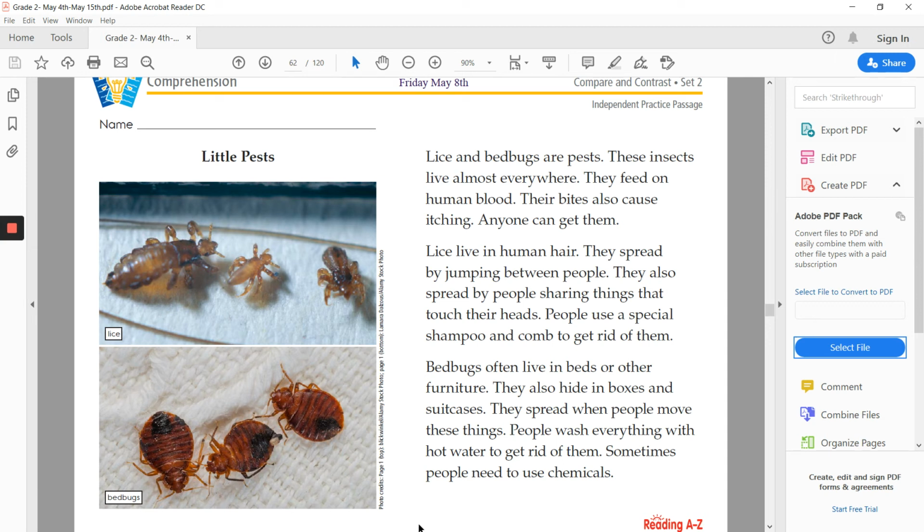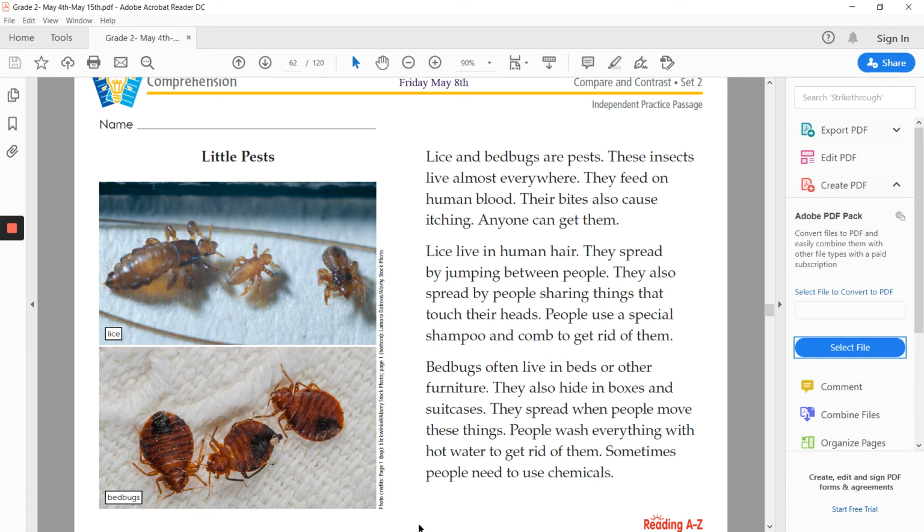Lice and bed bugs are pests. These insects live almost everywhere. They feed on human blood. Their bites also cause itching. Anyone can get them. Lice live in human hair. They spread by jumping between people. They also spread by people sharing things that touch their heads. People use a special shampoo and comb to get rid of them.